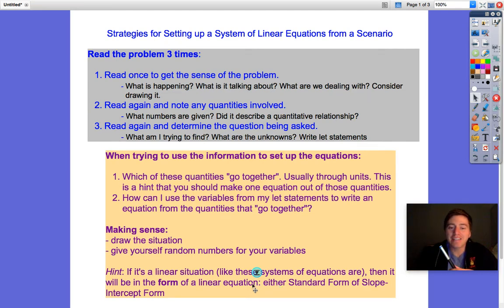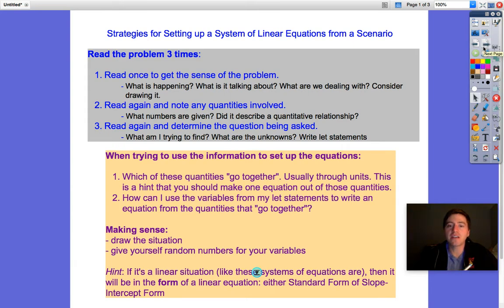So that's a big hint that it's linear, right? Because it's going to be in two forms. It's either going to be standard form, ax plus by equals c, or slope intercept form, y equals mx plus b. We'll see this because they're going to be linear equations. So we'll see some examples.